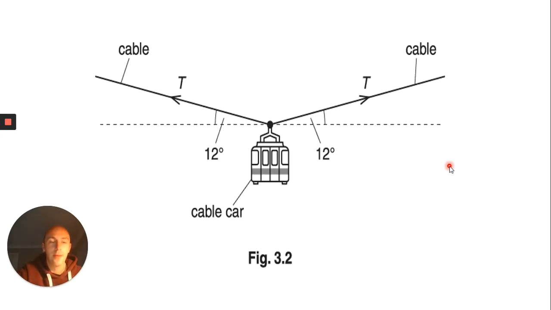Right, this is a good question. This is the cable car. And there's loads of questions similar to this. There's ones with picture frames hanging from wires. This is a cable car hanging from one cable, but it's making the cable sag where the car's hanging from.